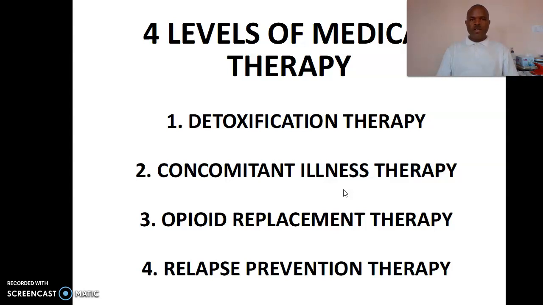Medical therapy is at 4 levels. I call them levels because we move from one to the next, not necessarily in this order, but we move from one group of therapy under the medical to the next, and we move back and forth sometimes until we achieve the objective. So these 4 levels are detoxification therapy, concomitant illness therapy, opioid replacement therapy, and relapse prevention therapy.